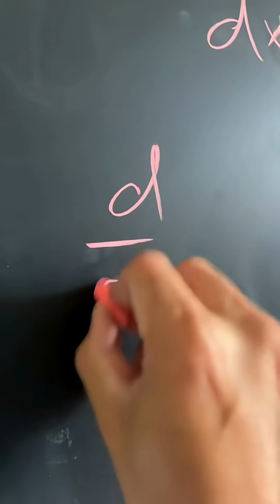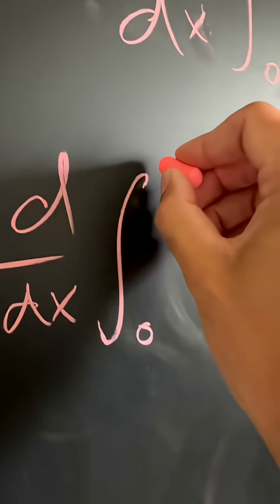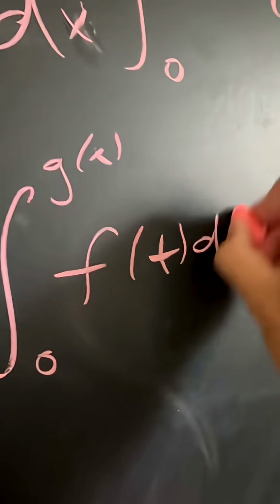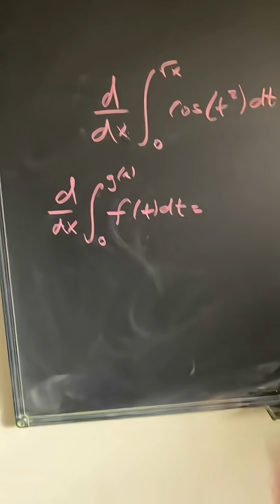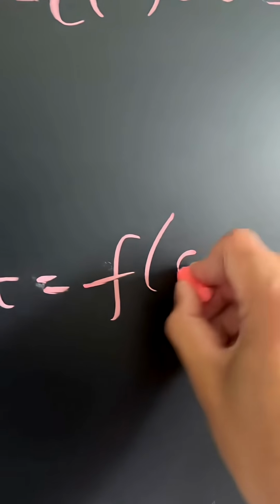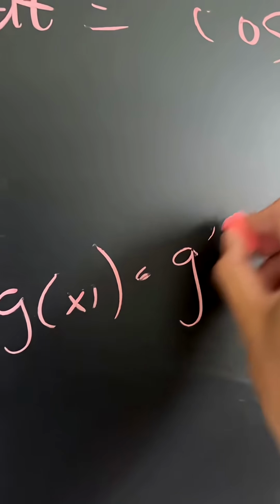So let's just say you're taking the derivative of some function. Let's just do 0. Typically they use a, but whatever. We're going to do some function g of x, for example. So you have the integral of f of t dt. Whenever you're taking the derivative of this integral function right here, this is going to equal f of g of x times the derivative of what's inside, g prime of x.